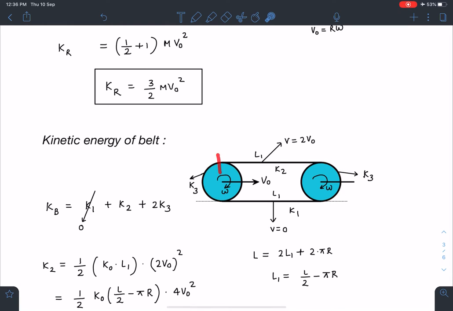And then there is this flat part here. I'm calling this kinetic energy K2, and each particle on this belt in this part is moving with velocity of 2 V naught.